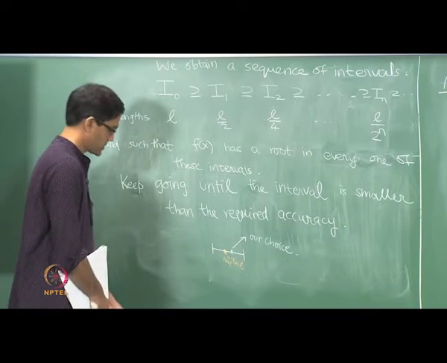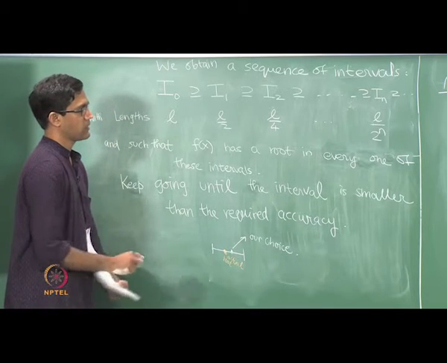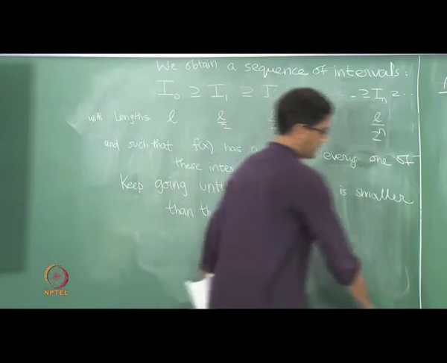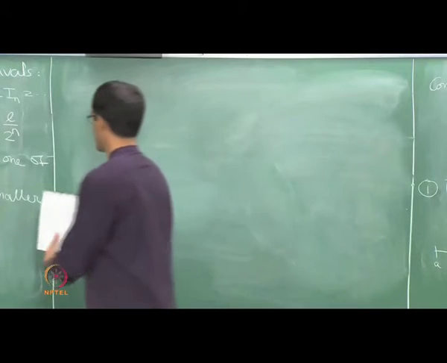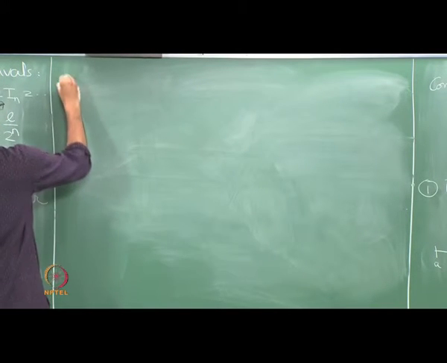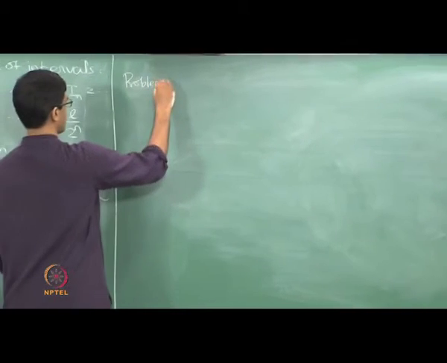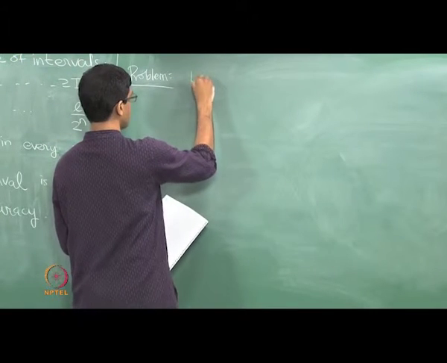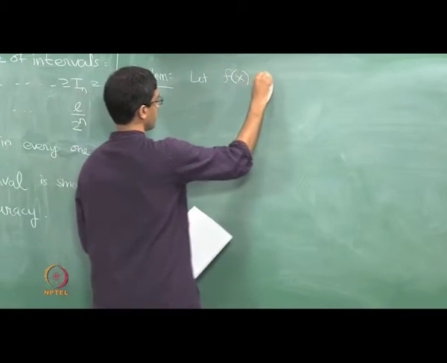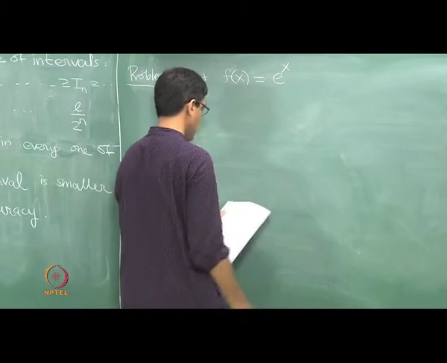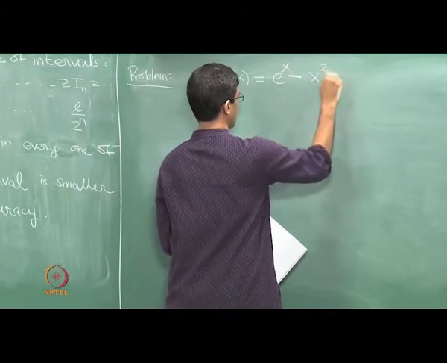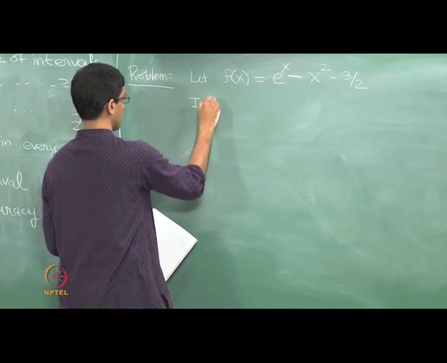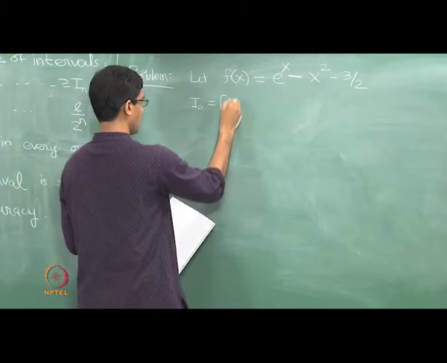Okay, so this algorithm is often called the bisection method, and it can be a rather powerful way of finding an approximate root of a function f. To get a sense of how this works, here's a problem. I'd like you to try it out on your own. You define a function. Let's say I take the function f of x is e power x minus x squared minus 3/2, and I'm going to take my interval I0 to be just the interval 0, 1.